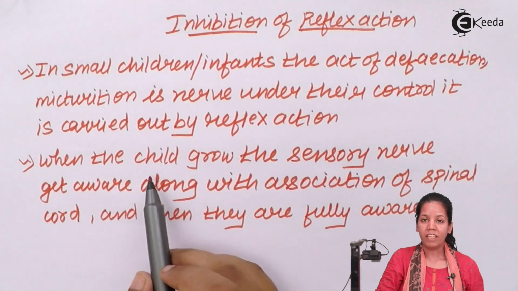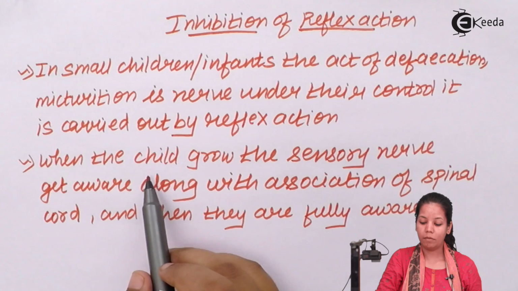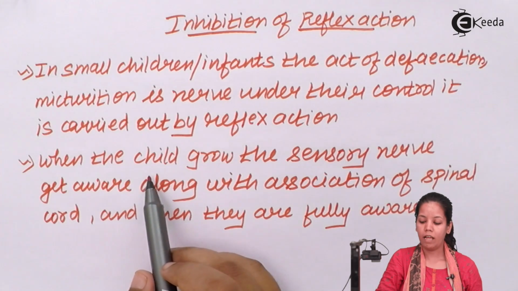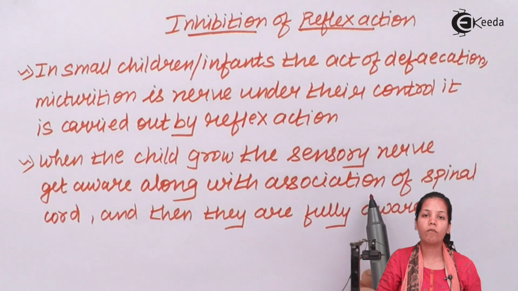But when they grow and their age develops, they start getting aware of it. Their sensory nervous system or the sensory neurons get used to it. They become aware along with their spinal cord, and then once they are fully aware, they have the ability of controlling it or managing it.